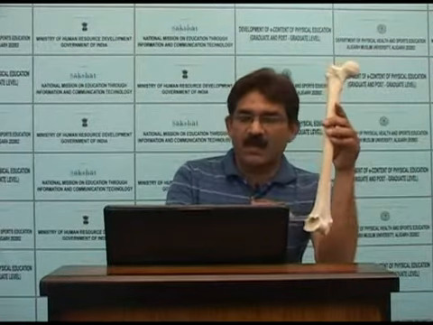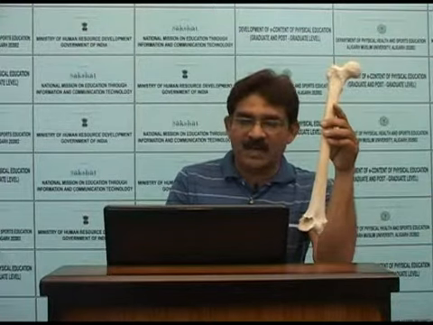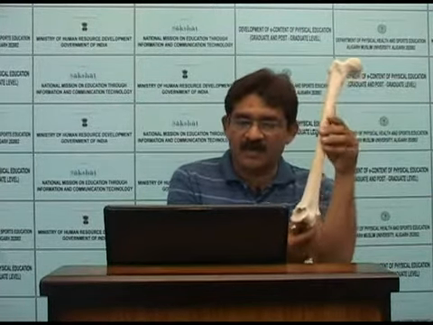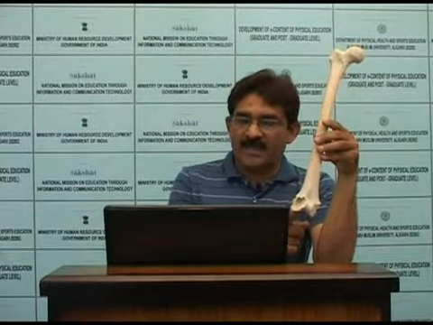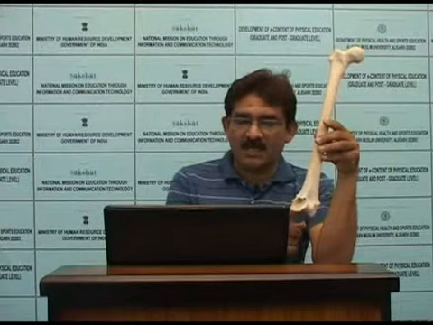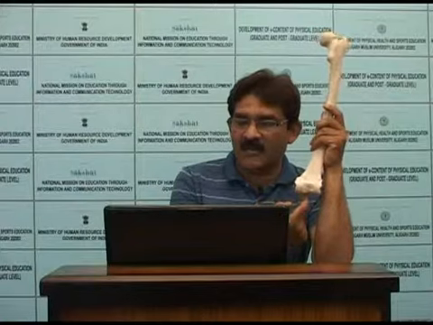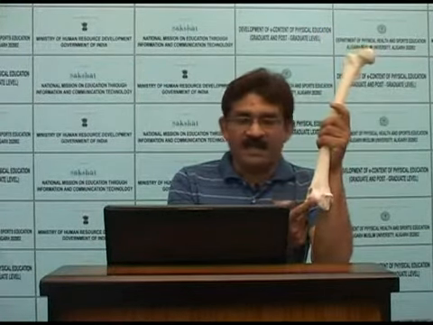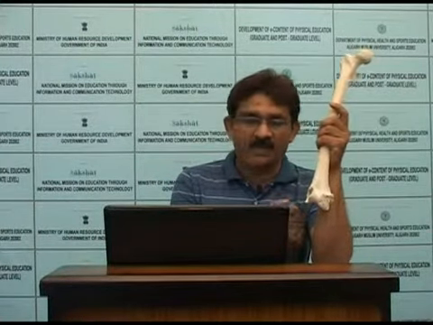Now the lower end of this bone: medial and lateral condyles. This is the medial condyle and this is the lateral condyle, epicondyles, adductor tubercle, intercondylar fossa. This is the intercondylar fossa, and anteriorly this is the patellar surface.